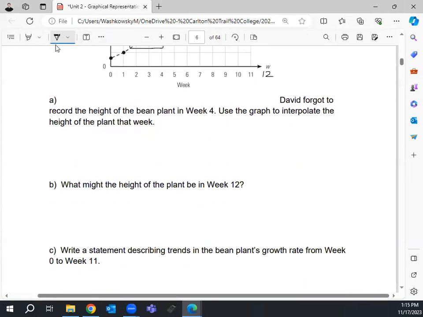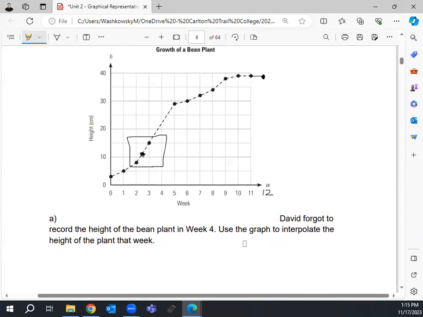So the final thing we want to do here is write a statement that describes the trends. So let's just look at this. In this graph here, what's happened in the first few weeks with the growth? Let's look at these first few weeks, because we can see here, I'll use red, that after this, what changes? After week 3 or after week 4, what changes in the data set here?